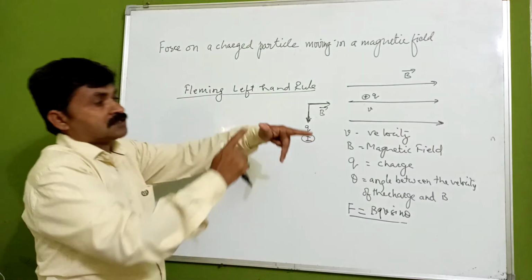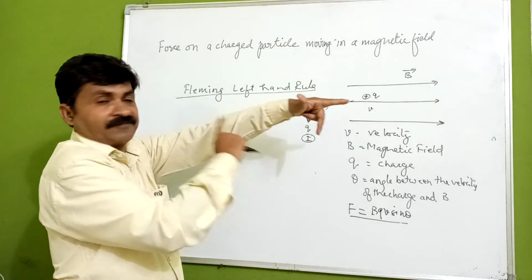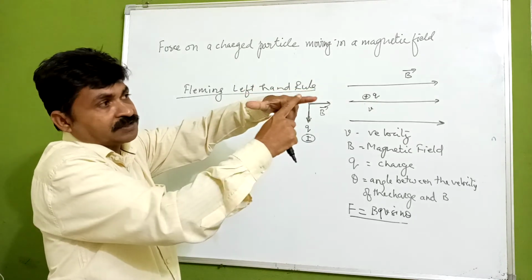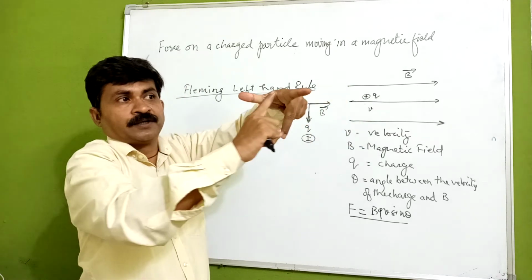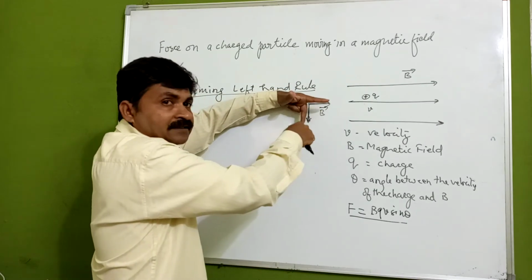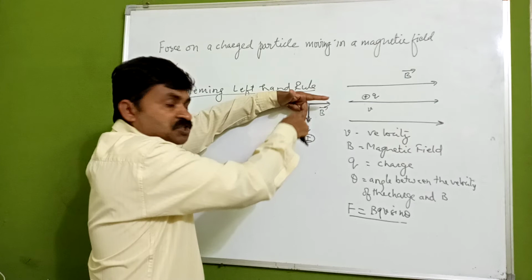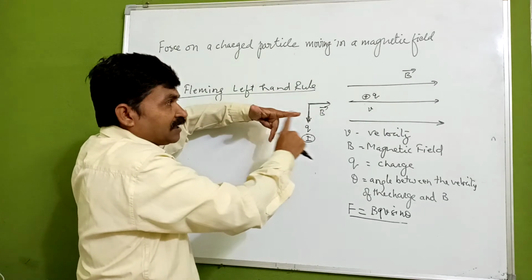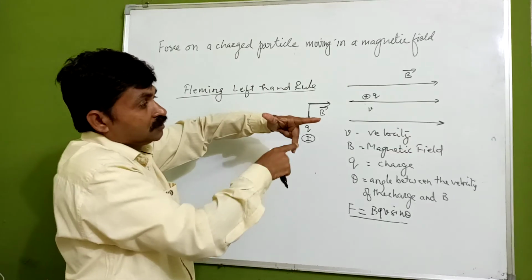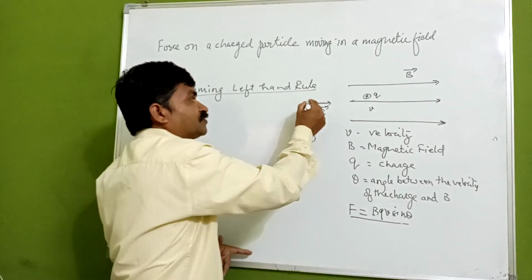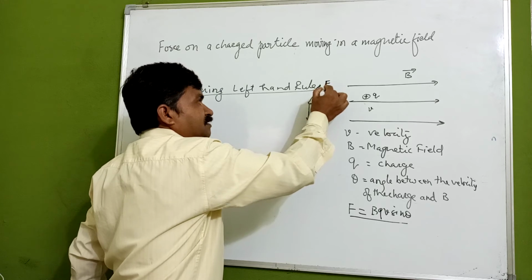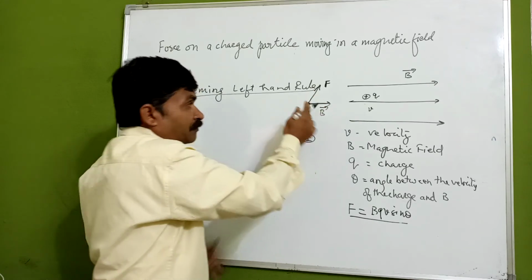Now if we take Fleming's left hand rule, we assume the left hand and stretch the thumb, finger and middle finger, which are perpendicular to each other. If the current is flowing in this direction and the magnetic field is in this direction, then the force will be perpendicular to these two, in this direction. They are perpendicular to each other.